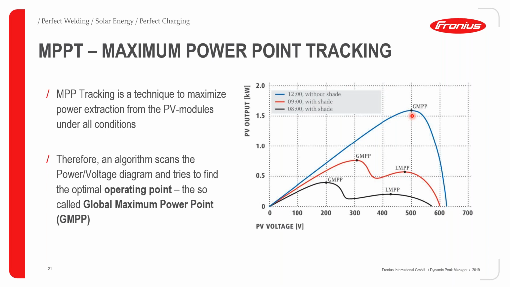So in a nutshell, the MPPT algorithm basically scans the IV curve and tries from time to time to find the optimal operating point, or what is called the global maximum power point.